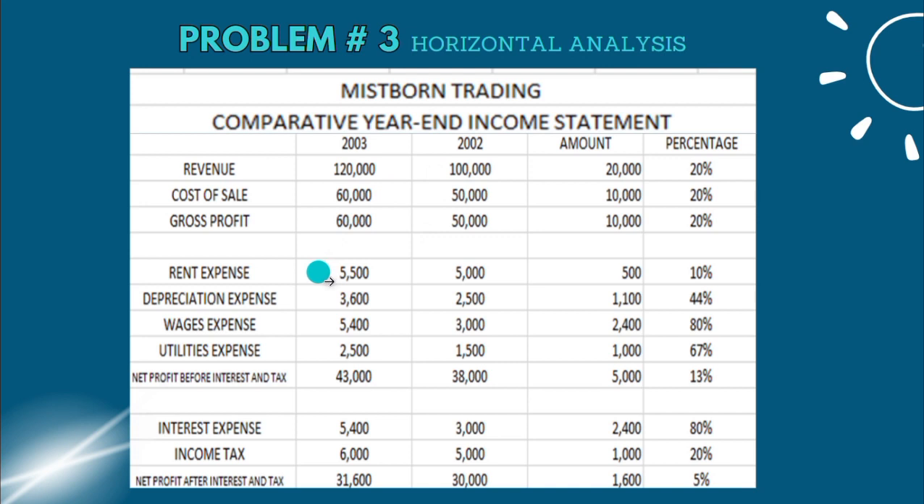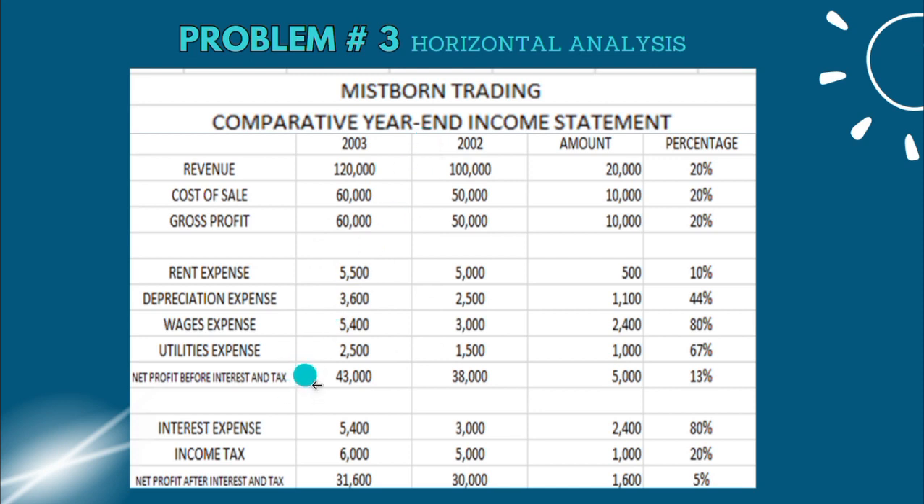For the rent expense, they have 5,500 in 2003 and 5,000 in 2002. For the depreciation expense, they have 3,600 in 2003 and 2,500 in 2002. For wages expense, they have 5,400 in 2003 and 3,000 in 2002. For utilities expense, they have 2,500 in 2003 and 1,500 in 2002.